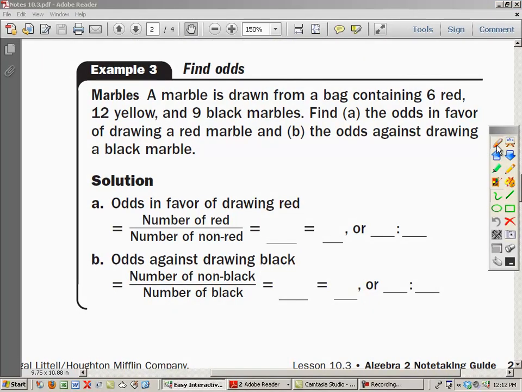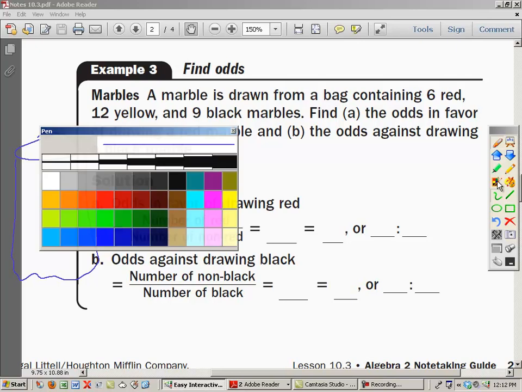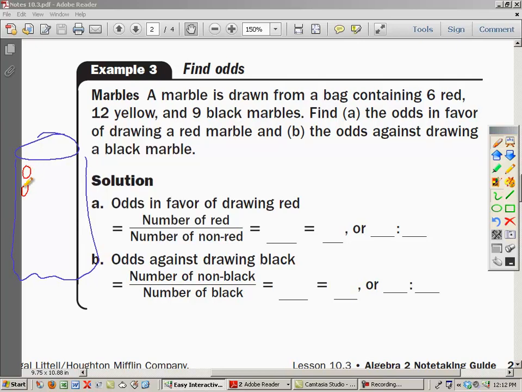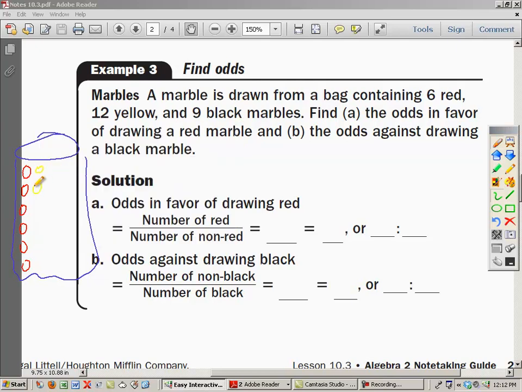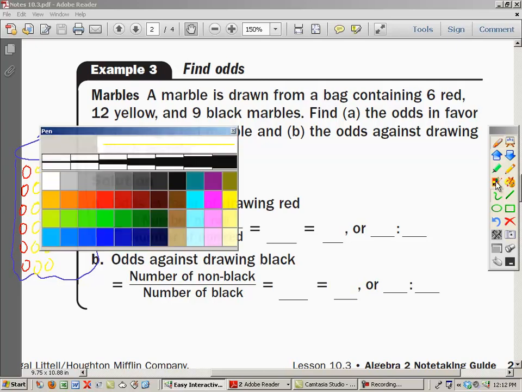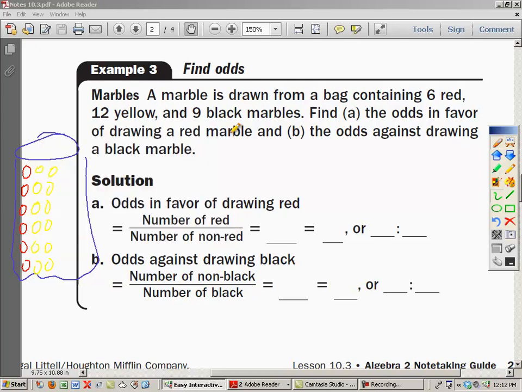Let's take a look at some marbles here. I've got a little bag of marbles over here, and in that bag, I have 6 red marbles. 1, 2, 3, 4, 5, 6. In that bag, I also have 12 yellow marbles, and 9 black marbles. And that's it. That's all the marbles that I have in the bag.